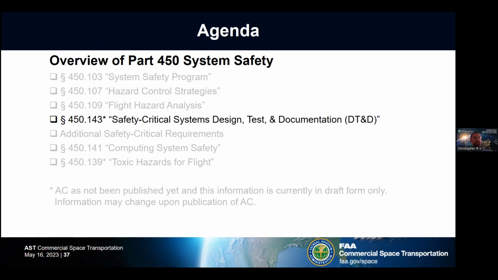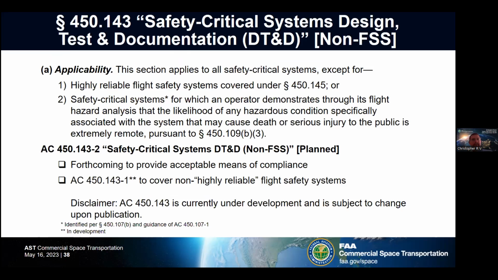Now we're going to discuss 450.143, safety critical system design, test, and documentation. 143 applies to all safety critical systems except for highly reliable flight safety systems that meet the requirements of 450.145, or safety critical systems for which an operator demonstrates through its flight hazard analysis that the likelihood of any hazard condition specifically associated with the system that may cause death or serious injury to the public is extremely low pursuant to 109B3.